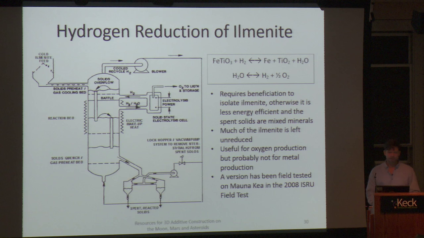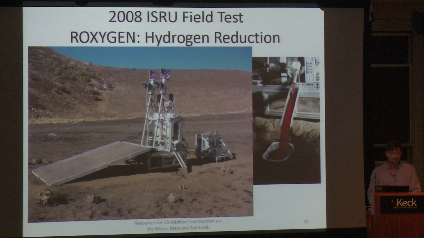There are other methods we've worked on, hydrogen reduction of ilmenite. This one, we've actually built prototypes and tested them on Mauna Kea. You don't have to put just ilmenite in it. You can put a complete mixture of all minerals in the regolith. When you do that, it's not as energy efficient.